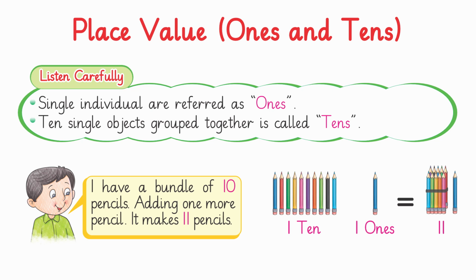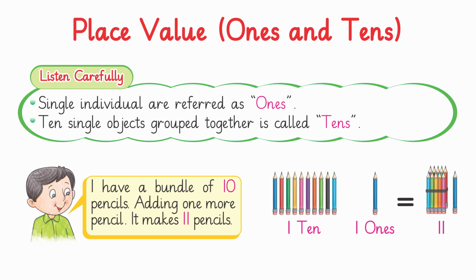Our today's lesson is about place value, and we will study our place value from ones to tens. Listen carefully. Single, individual objects are referred to as ones. 10 single objects grouped together is called tens.